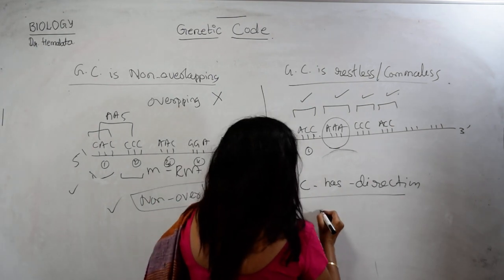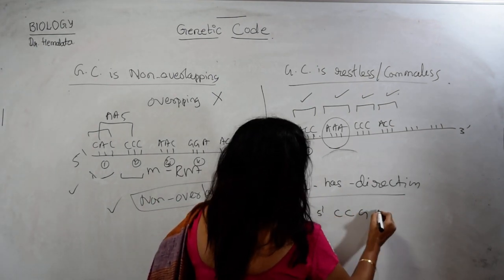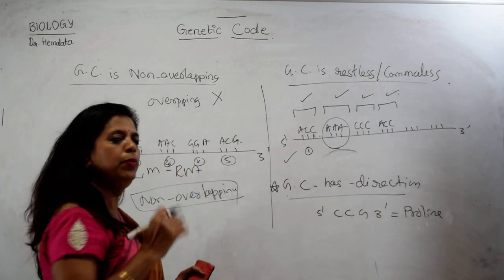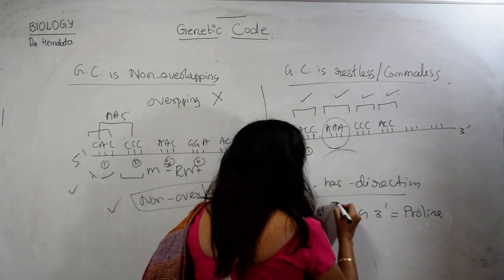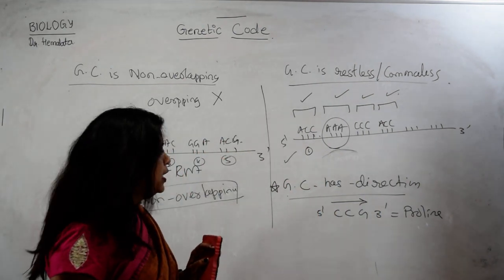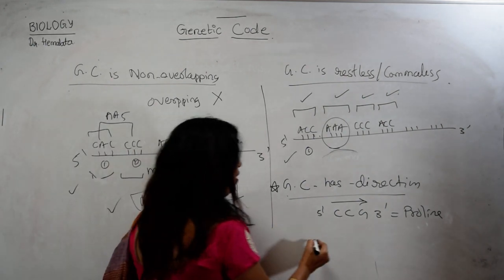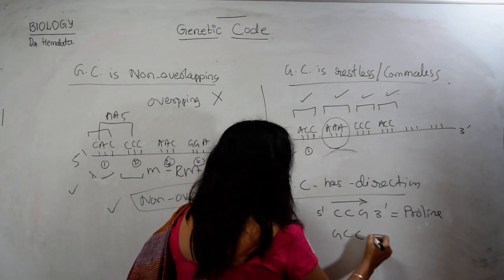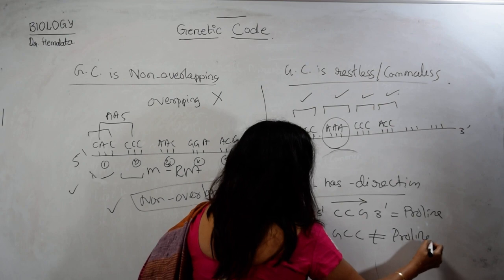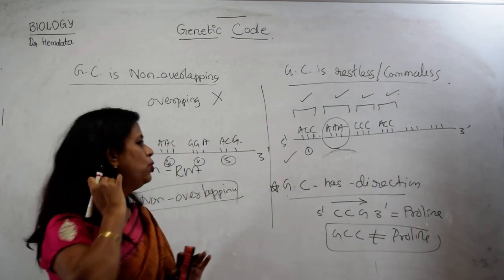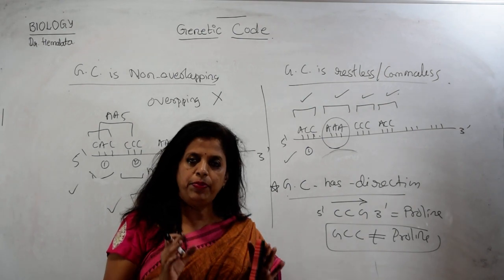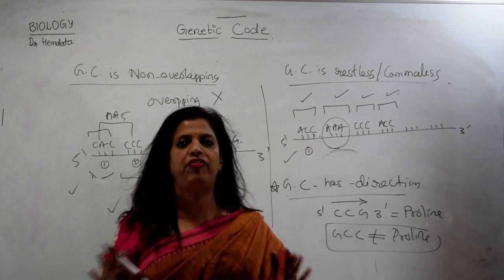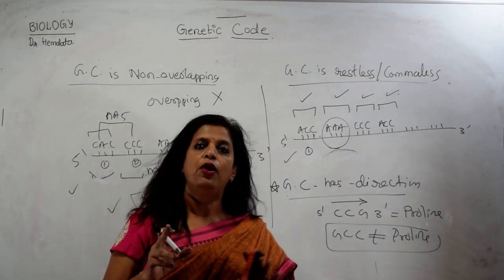Imagine, 5 prime CCG 3 prime is going to form proline. I am taking only the proline example. If you read it from 5 prime to 3 prime, it is going to form proline. But the reverse way, it is not proline. If you write it the reverse way, it is GCC. This is not going to be proline. It means you have to always mention the codons in a certain direction. Only 5 prime to 3 prime has some meaning. If they are read in the reverse direction, they are going to form different amino acids. Therefore, they have to be read with direction.